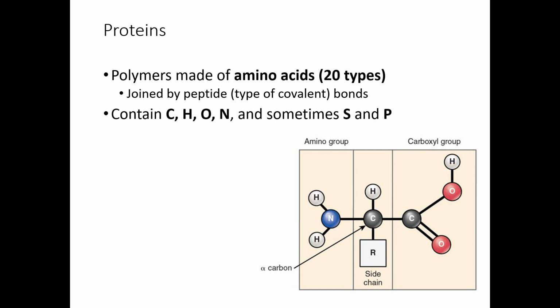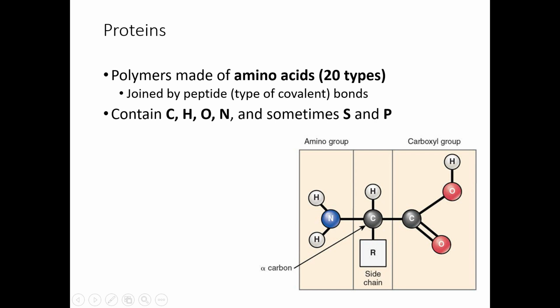Our next group of organic molecules are proteins. Each protein is a very complex large molecule, a polymer, which is made of building bricks, monomers, amino acids. What is an amino acid? An amino acid is a complex molecule that always contains carbon, hydrogen, oxygen, nitrogen, and sometimes sulfur and phosphorus. And all of those amino acids have an amino group, have carbon, have a carboxyl group, and a side chain.